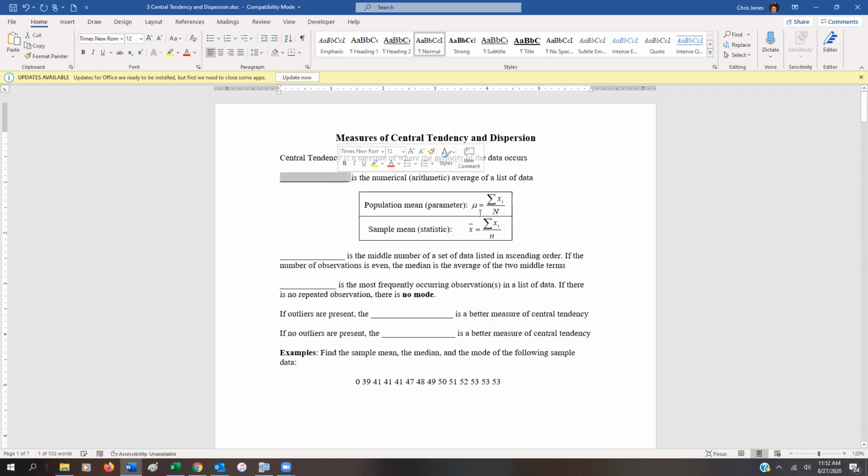And for most of us, we probably remember the 3 M's as the measures of central tendency. So we have the mean, which is the numerical or arithmetic average. There are different types of averages, believe it or not: weighted, geometric, etc.